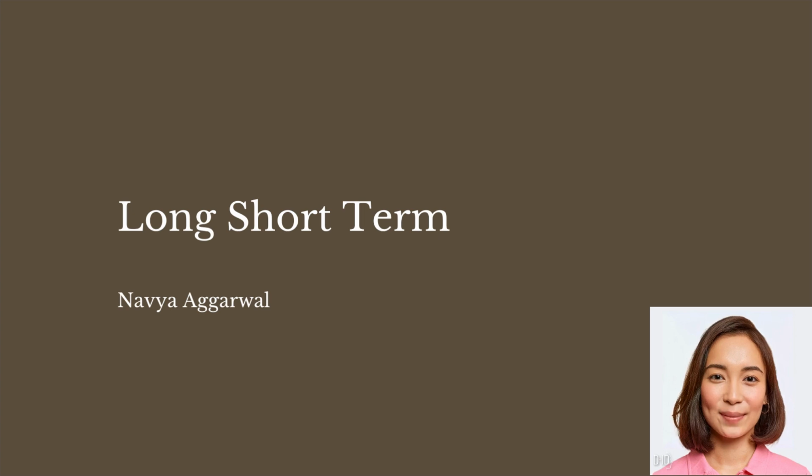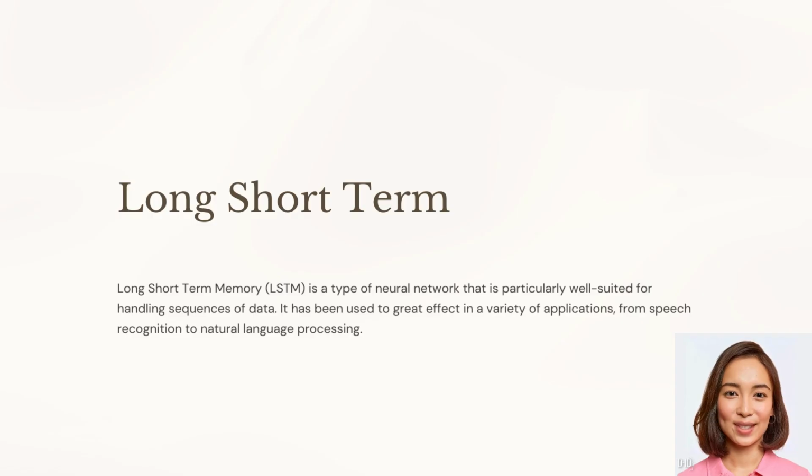Hey, everyone. I am an AI, and I am here to talk to you about LSTM, a type of recurrent neural network that is used for sequence modeling. Long short-term memory, LSTM, is a type of neural network that is particularly well suited for handling sequences of data. It has been used to great effect in a variety of applications, from speech recognition to natural language processing.